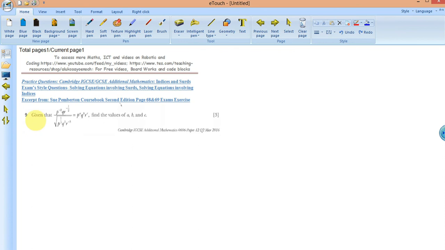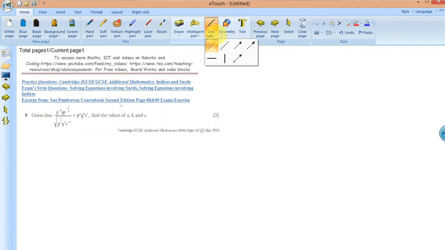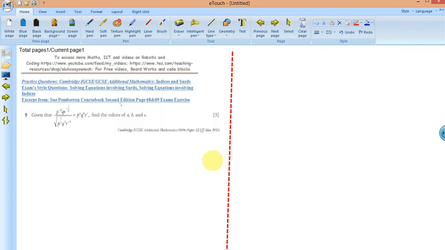Here is the next question. Okay, let me just go ahead and evacuate the board. I think it's necessary. This is 3 marks, right? Okay, so let's go ahead. Given that p raised to power minus 2, q r raised to power minus r, all divided by square root of p raised to power 1 over 3 q squared r raised to power minus 3 equals p raised to power a, q raised to power b, r raised to power c. Find the value of a, b, c.